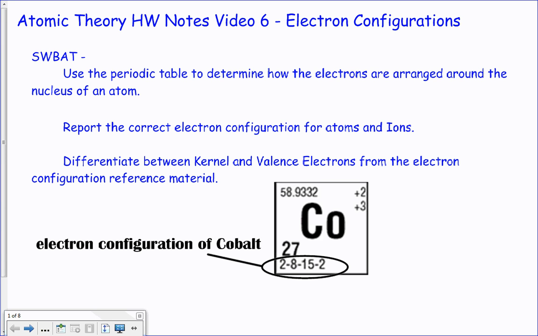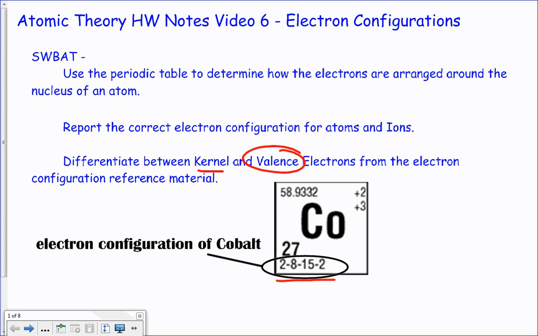Video number 6, electron configurations. When we are done with this video, we will be able to use this periodic table to understand how many electrons there are in an atom and where to find them. We're going to get two new vocabulary terms, kernel electrons, and much more important, valence electrons. The electron configuration of cobalt is right there.